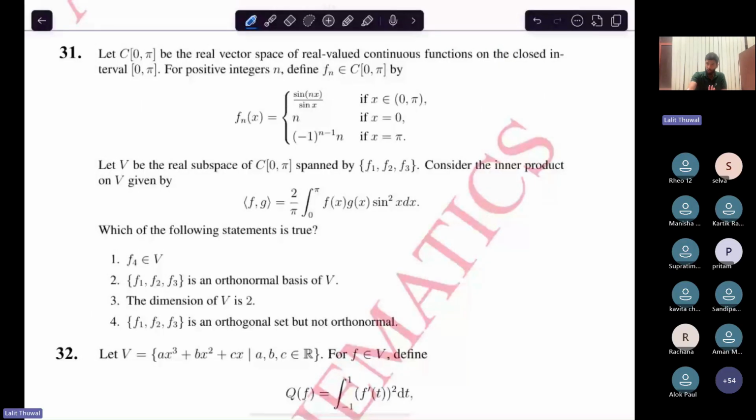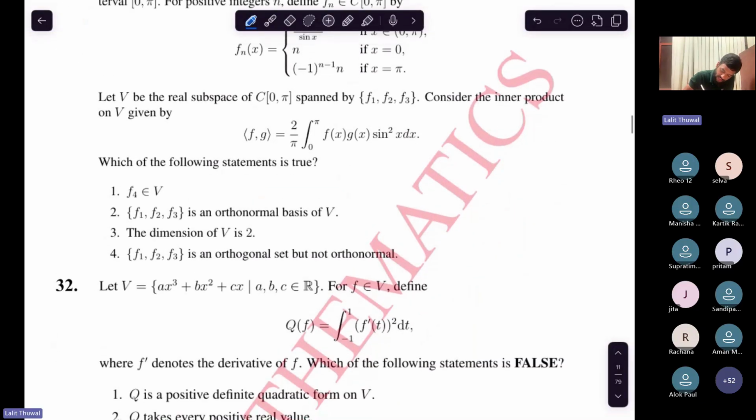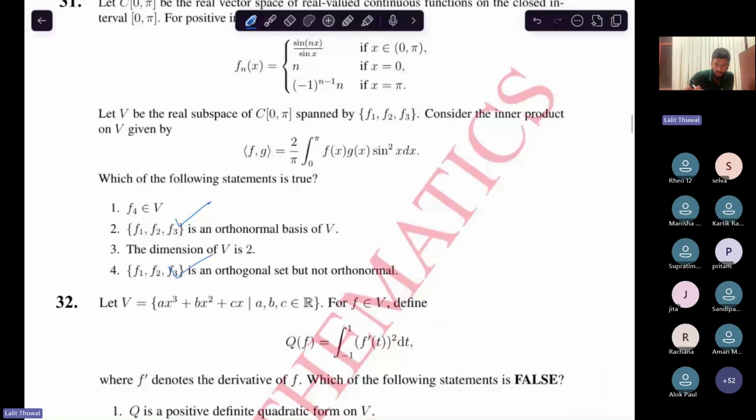Let me tell you how to do that. You are given C[0, pi], the real vector space of real valued continuous functions. And we have a sequence f_n(x), and pick V as the real subspace spanned by f1, f2, and f3. Consider the inner product on V given by this, which of the following statements is true? So we are asked to find whether this is an orthogonal set or an orthonormal set.